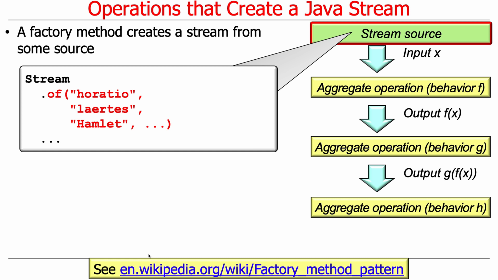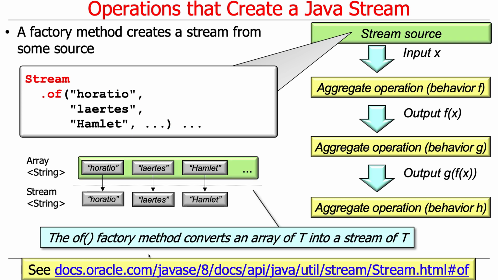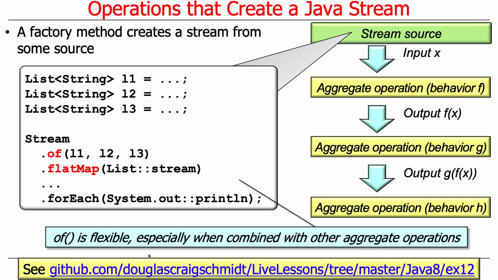So here's an example of a factory method, the of factory method. What of does in this case is it takes an array of names and converts that array of string names into a stream of strings. That's the purpose of the of method. More generally, it takes an array of type T, whatever type T is, and turns it into a stream of type T. Here you can see we have an array of Horatio, Laertes, Hamlet, and other Hamlet characters, and we have the of method turn that into a stream of these things. Okay, so that's one way to do things.